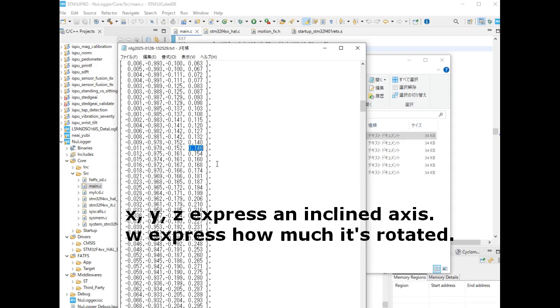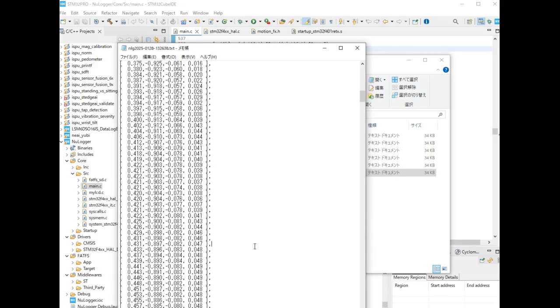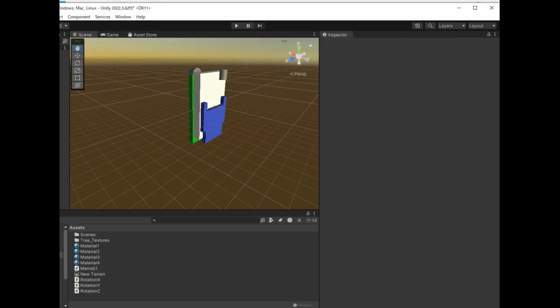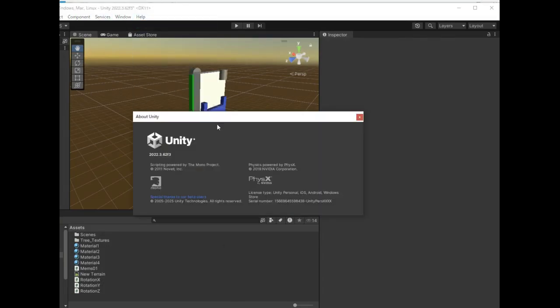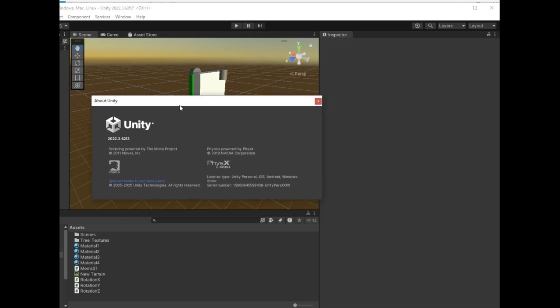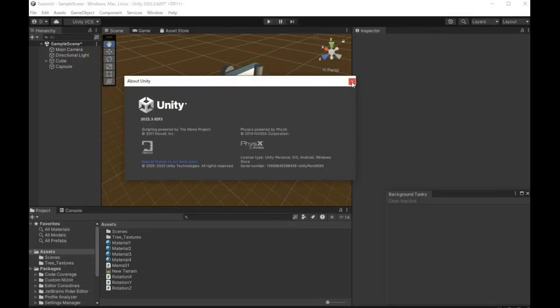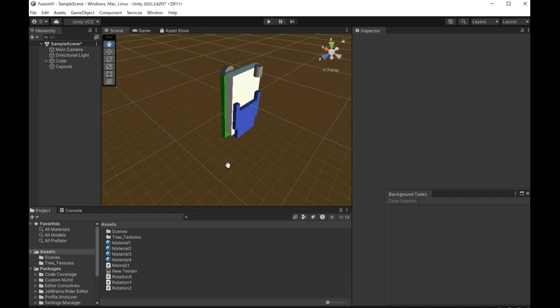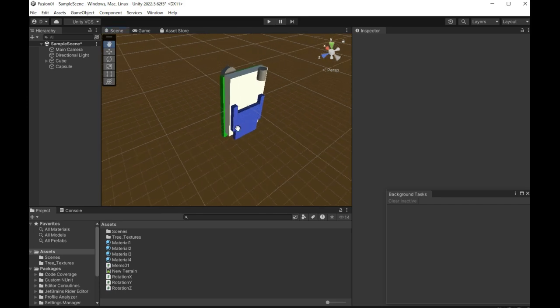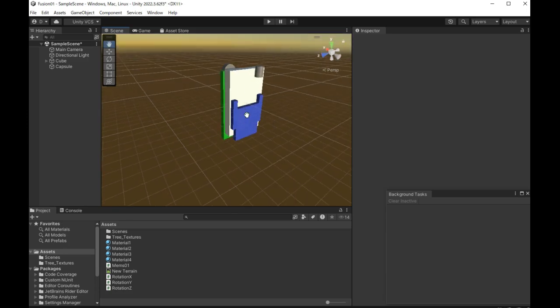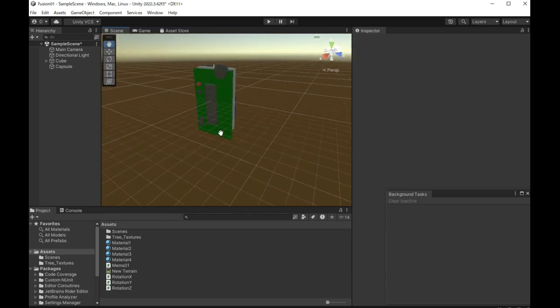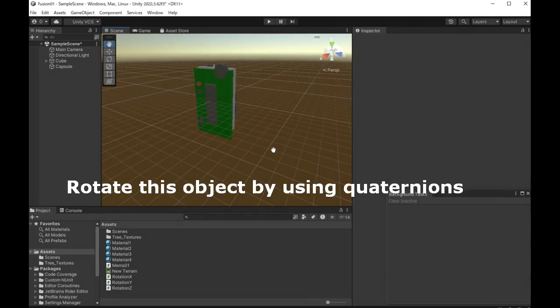And we need to visualize these quaternions. In order to do that, I used this tool. This is Unity. It's mainly used for game programmers. And this is the one where I have replicated the sensor unit on Unity. The blue one is the sensor board, the white one is the processor board, and the green one is an adapter board.